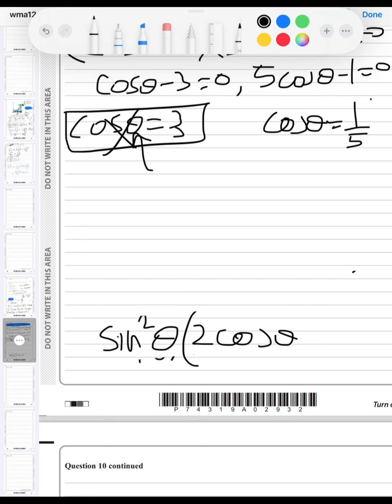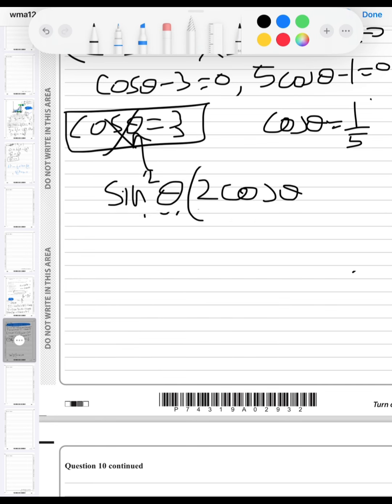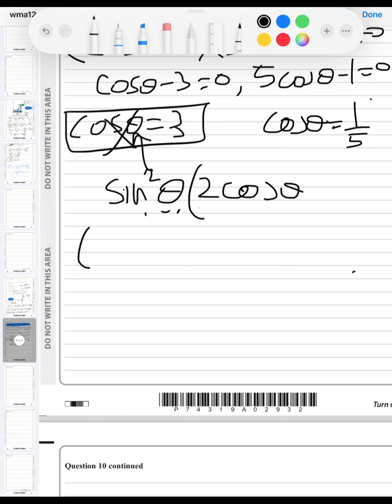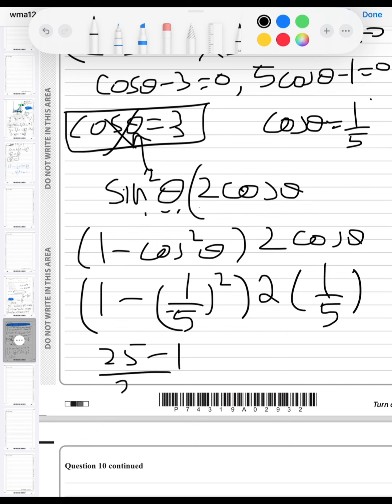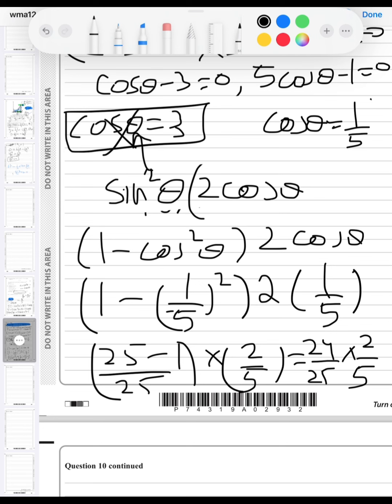We will convert sine squared into 1 minus cos squared, and put the values here, so this will be 1 minus 1 upon 5 squared. Taking the LCM, it will look like this, which gives 24 upon 25, multiplied by 2 upon 5, so 48 upon 125 is the answer. Okay, that's it.